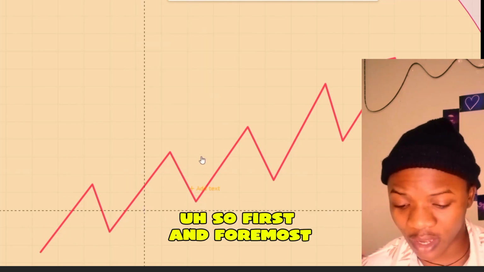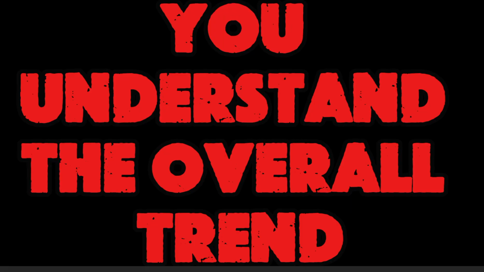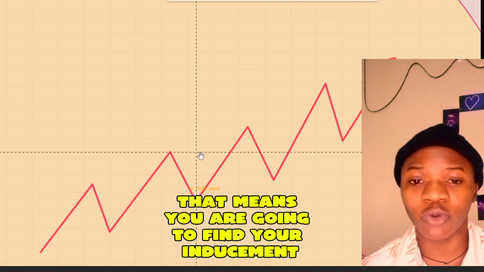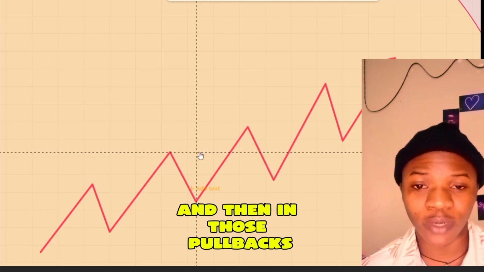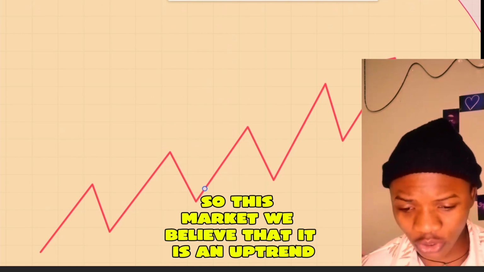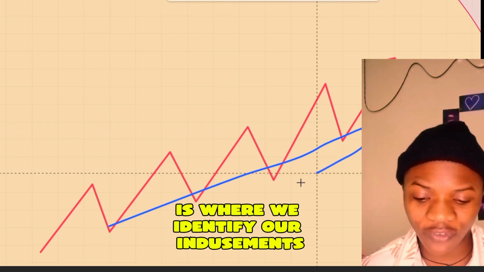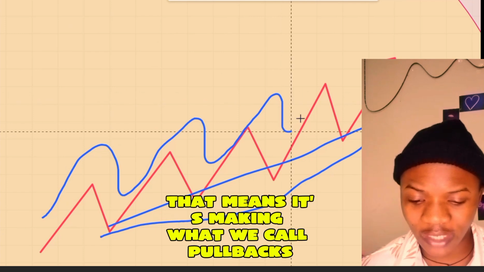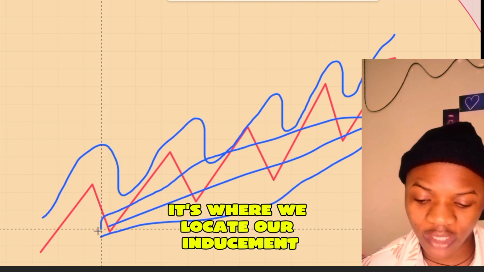So first and foremost, if you are going to identify inducement, you have to make sure that you understand the overall trend. If the market is in uptrend, that means you are going to mark up your pullbacks, and in those pullbacks is where you shall identify the inducement. Are we together? So this market, we believe that it is in uptrend, and in the pullbacks is where we identify our inducement. If the market is making moves like this, it's making what we call pullbacks, and in these pullbacks is where we locate our inducement.